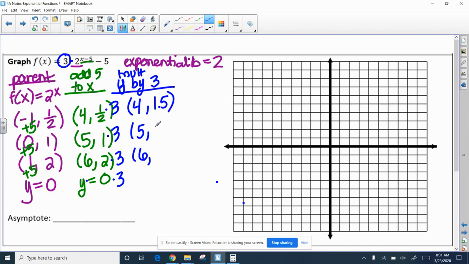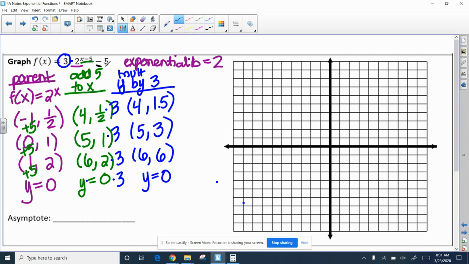Okay, right here, 1 times 3 is 3. And right here, 2 times 3 is 6. Now on our asymptote, 0 times 3 is still 0. All right, so now I've multiplied all the y values by 3, so I've done that vertical stretch there. There's still one more operation.